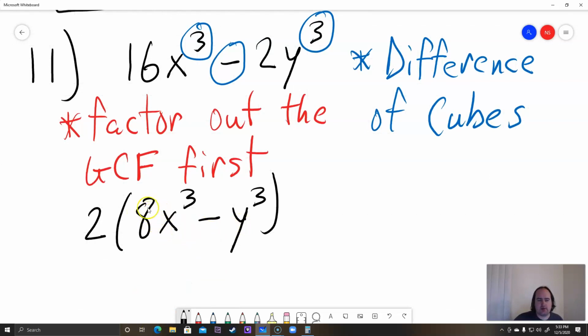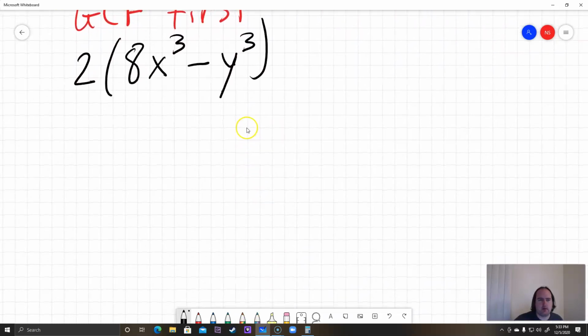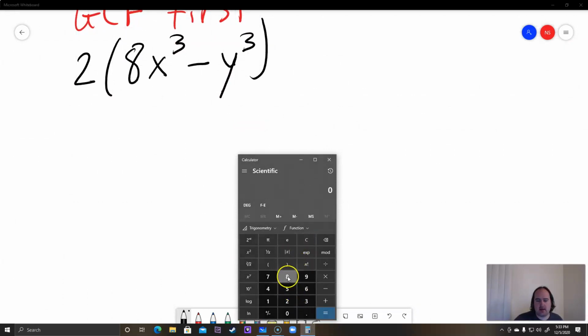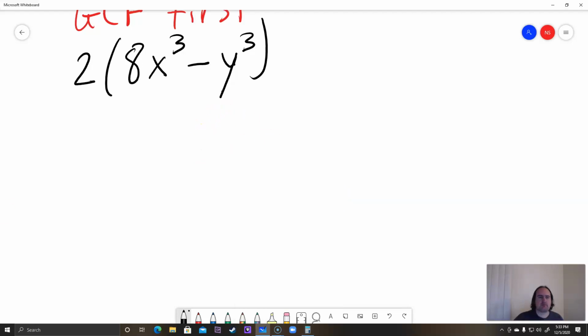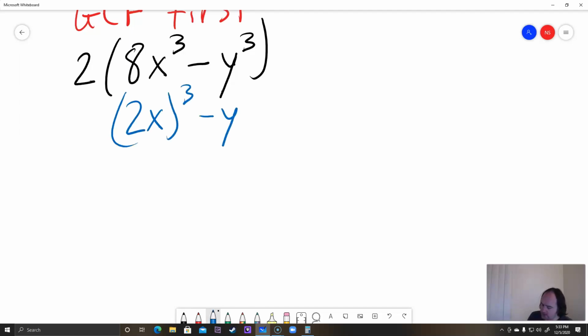But what you want to do is take the cube root of 8 here, so that I can write this as something cubed. Okay, so taking the cube root of 8, how do I do that? Well, I press 8, and then I press my exponent button, which is right here. And then I do parentheses, and then a 1/3 power. So raising it to the 1/3 power, and then I press enter, and that gives me 2. So that's just saying the cube root of 8 is 2, which means that 2 cubed is 8. Okay, so what we have here is a 2x quantity cubed minus y cubed. And then we also have a 2 out front.